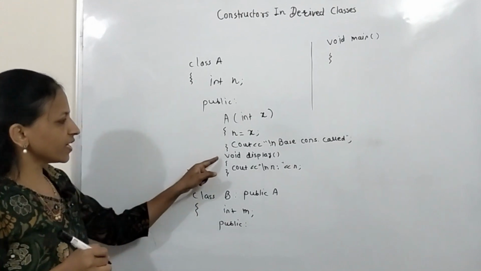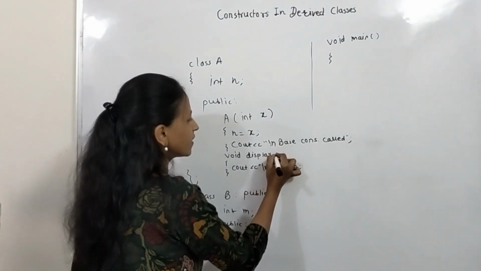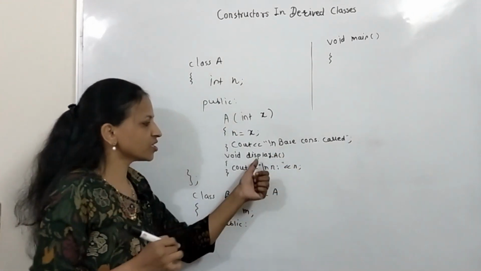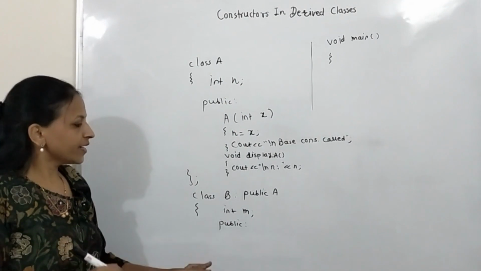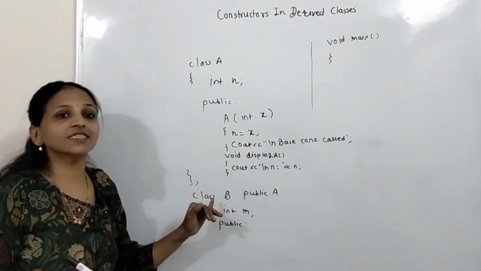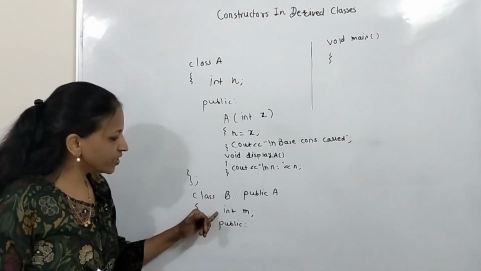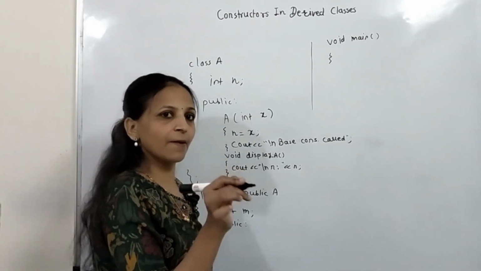Okay. Now again it is having display. See, I am writing void display A. That type of member function is just displaying the value of the n data member. Now see, class B I am creating as public A, meaning this is a derived class. And now here it is also having its own data member, one integer m.